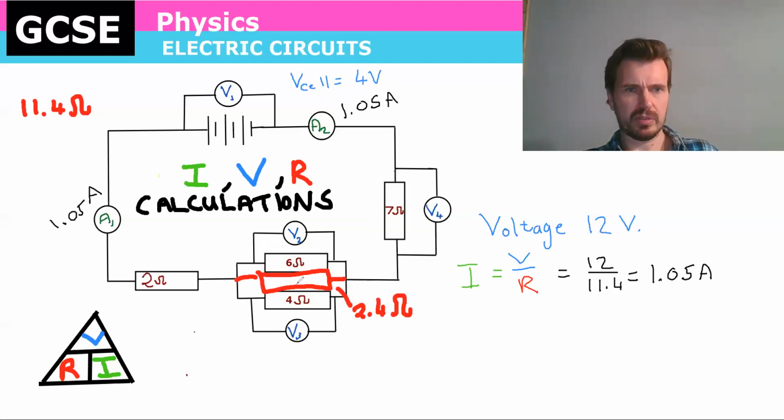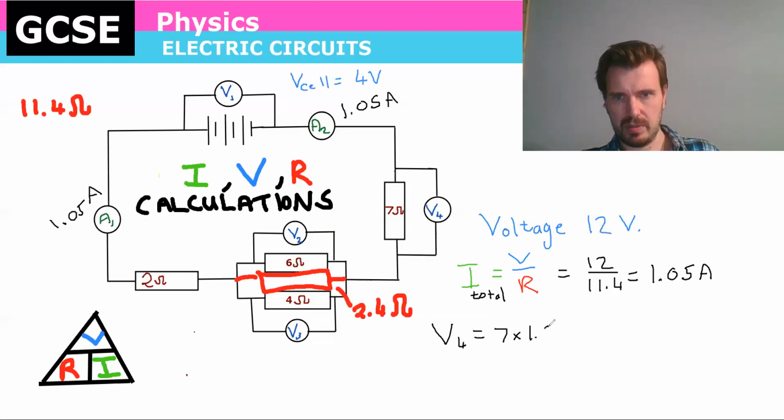So let's work out the voltage of V4 first. This was the total current. V equals R times I, so V4 is 7 times 1.05, and that gives us 7.35 volts.